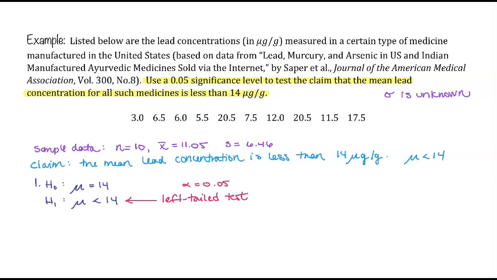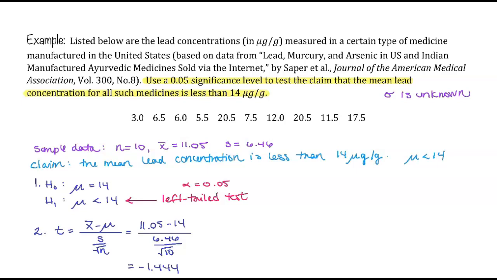There are two ways to calculate the test statistic. We could use the equation t equals the sample mean minus mu divided by the sample standard deviation over the square root of n, or we can use our calculators. Using this equation and substituting our values, we have a test statistic t equal to negative 1.444.